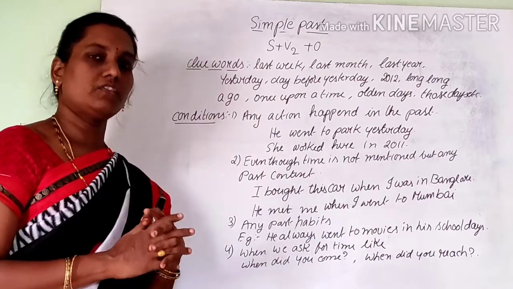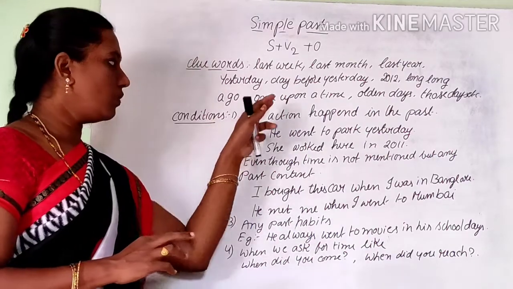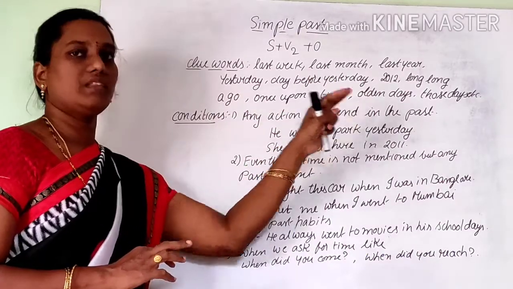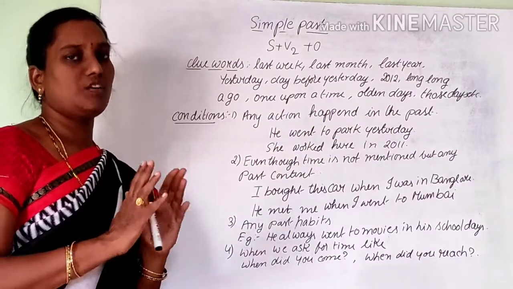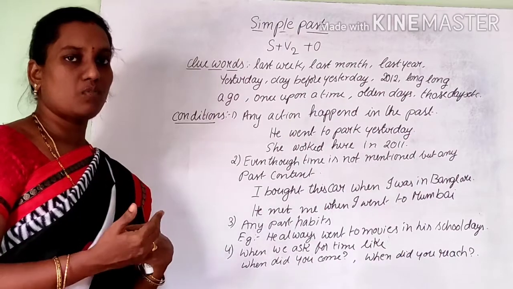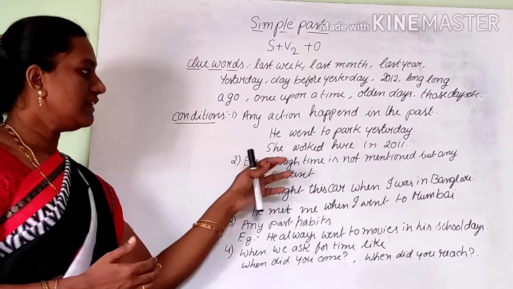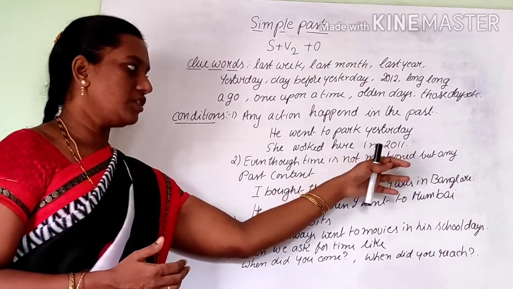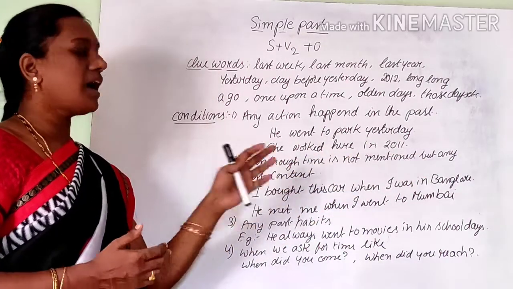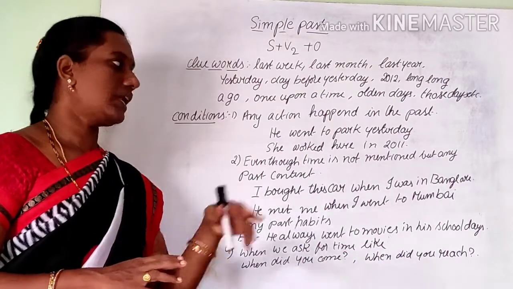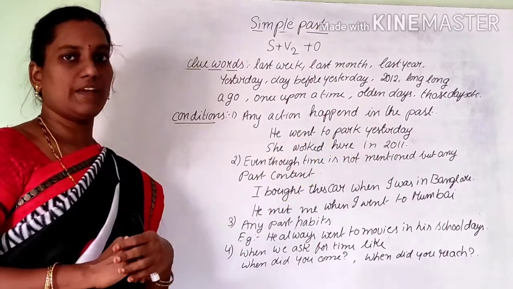Children, hope you understood this. Now, what is the first condition? Any action that happened in the past is the first condition. There are some more conditions. We will see them now. Second, even though time is not mentioned, any past context. Sometimes time will not be mentioned like yesterday and 2011.